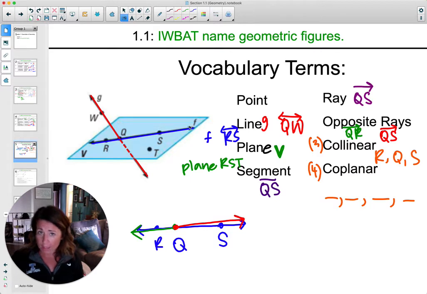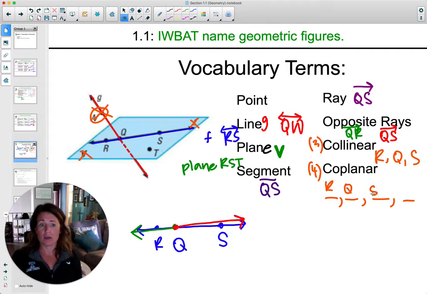They need to be points, so you can't use F. Okay, you can't use V. They also need to be on the blue plane. W is not on the blue plane, so don't choose that one. Okay, so we've got these 4 points then here: R, Q, S, and T.